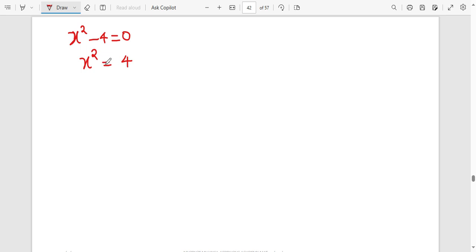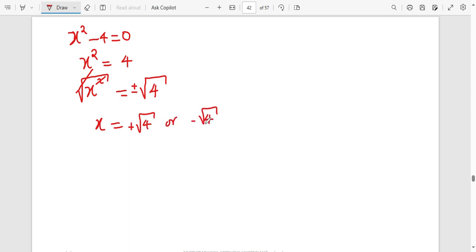At this point, for you to be able to get the value of x, you need to square root both sides. So it becomes square root of x squared is equal to square root of 4. The square root and the square cancel, so that gives you x. But you need to know that every time you square root something, the answer can either be positive or negative, meaning that the answer is going to be positive square root of 4 or negative square root of 4. Now, can you tell me what number you can multiply 2 times by itself for you to get a 4?